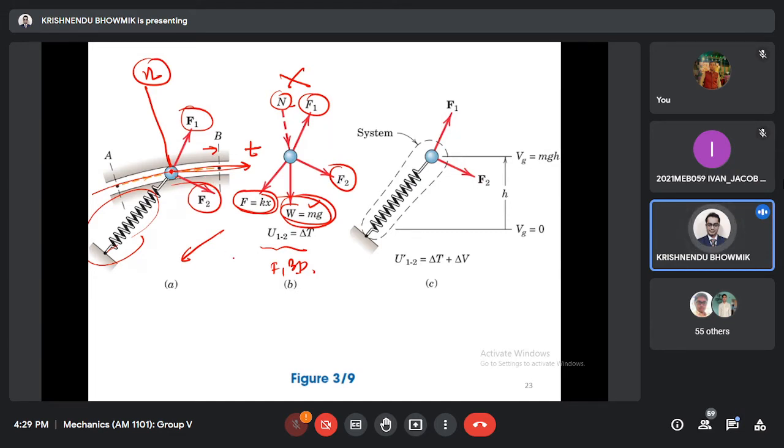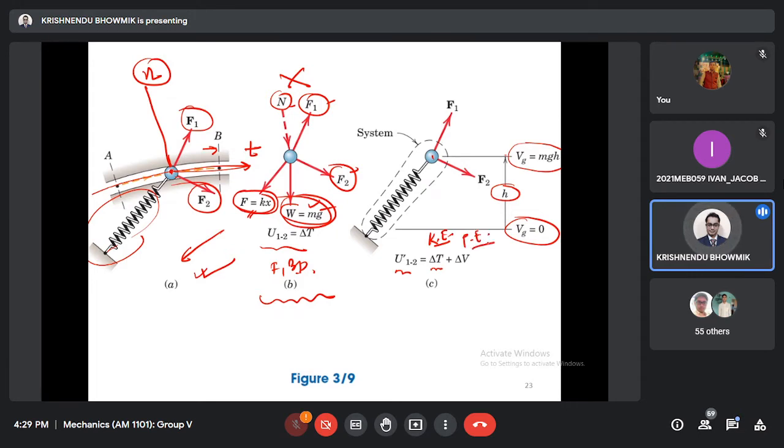Now, this is the real scenario. If you want to solve this, you have to calculate mg, the directions of F1, F2, and Kx. But another option is, let's say at this position Vg equal to 0, and at this position Vg equal to mgh due to height h. Now the work done will be the change in kinetic energy and the change in potential energy.